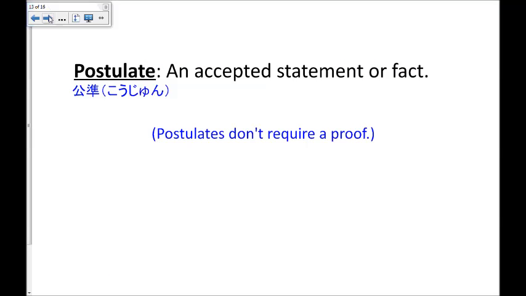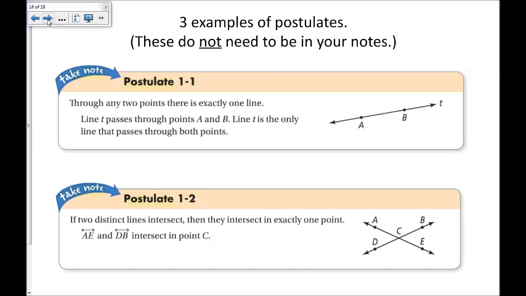A postulate is an accepted statement or fact. Postulates don't require a proof. And we will talk more about postulates later in the year. But here are three examples of postulates that don't need to be in your notes. Postulate 1-1 says through any 2 points, there is exactly one line. There's only one line. That's a postulate.